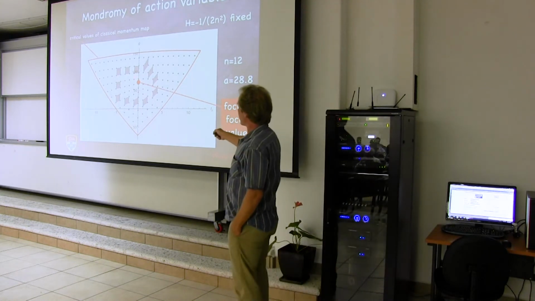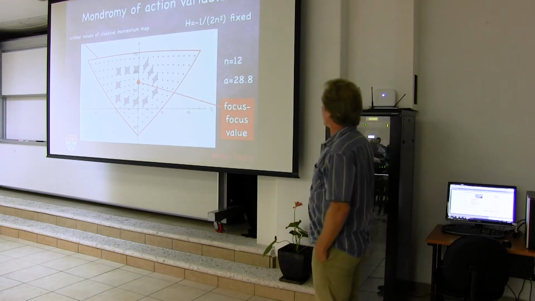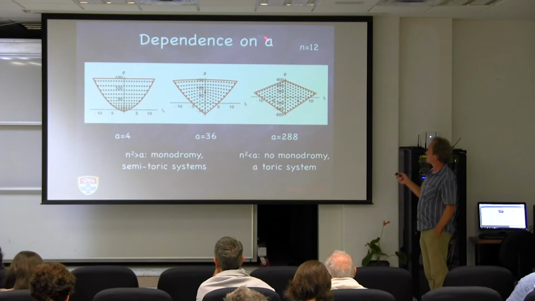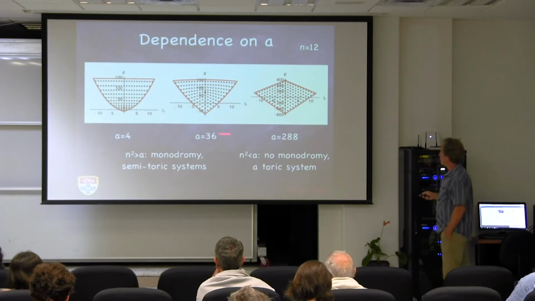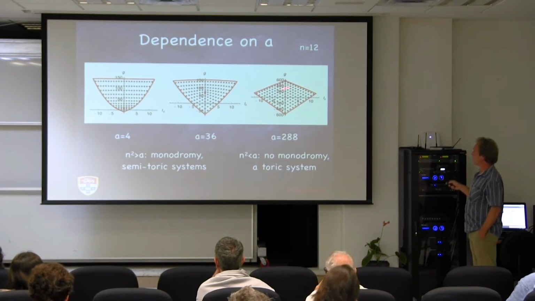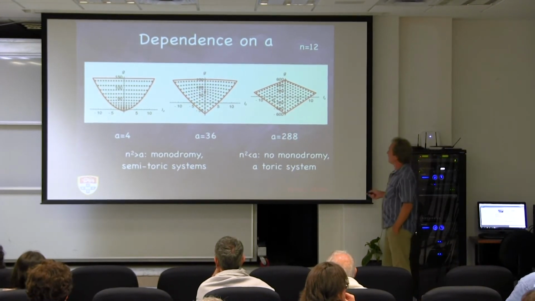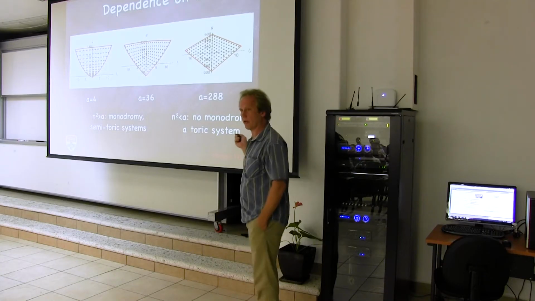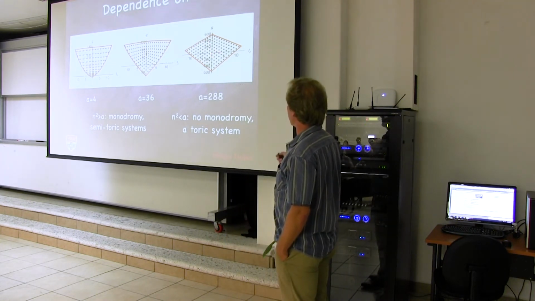So this happens because there is this critical value inside. That's the focus critical value. So this changes when you change this value a. When you send a to 0, you get back to the standard case. And when you send a to infinity, you get back to some other interesting special case in which the image of the momentum map turns into a polygon. In that case, there's no monodromy anymore.